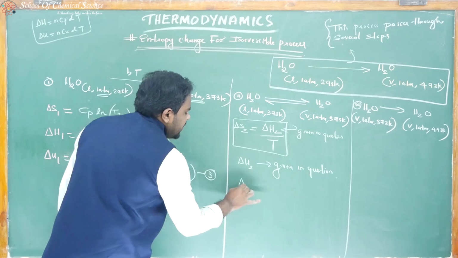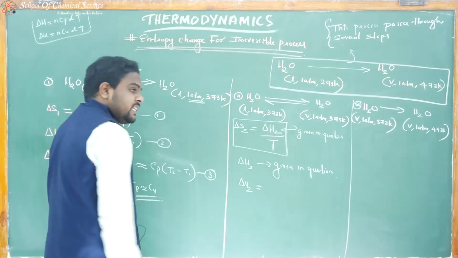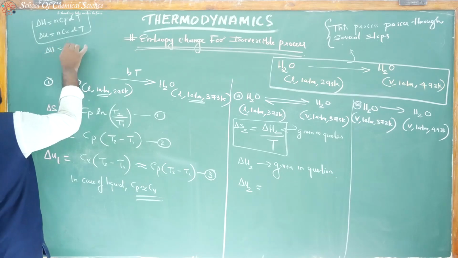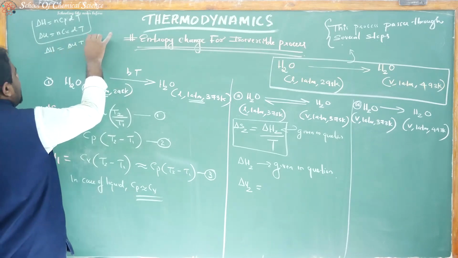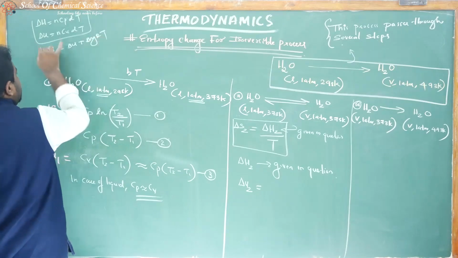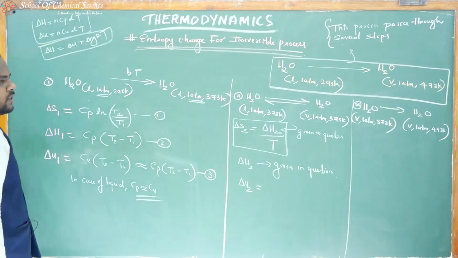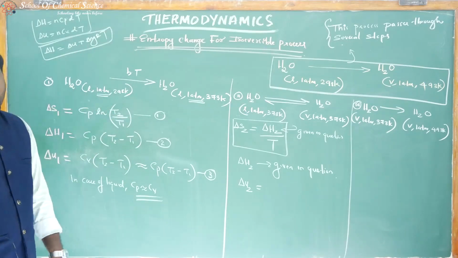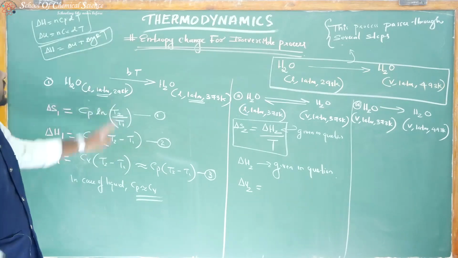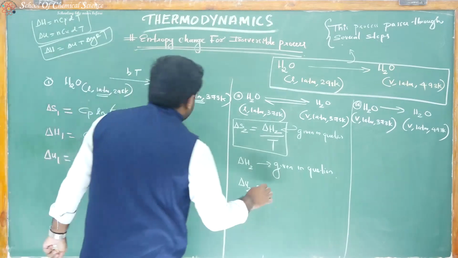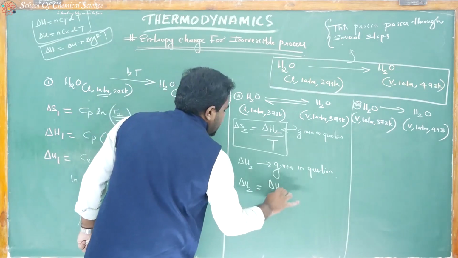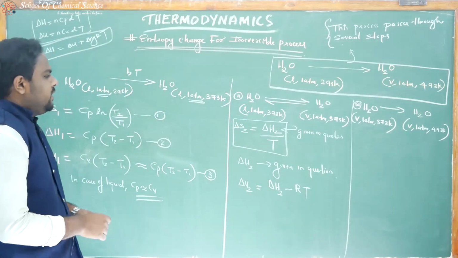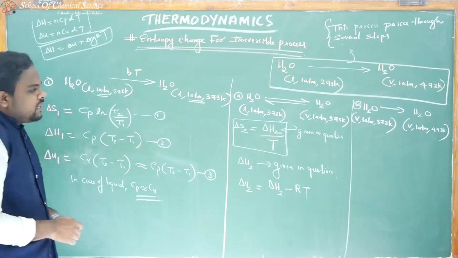And then what about delta U2? When delta H2 is given, you know the relation delta H is equal to delta U plus delta n_g RT. This is the equation that you studied. Change in enthalpy is equal to change in internal energy plus delta n_g RT. Change in number of moles, delta n_g, is equal to 1. Therefore, delta U2 is equal to delta H2 minus RT. So that's about the second process.